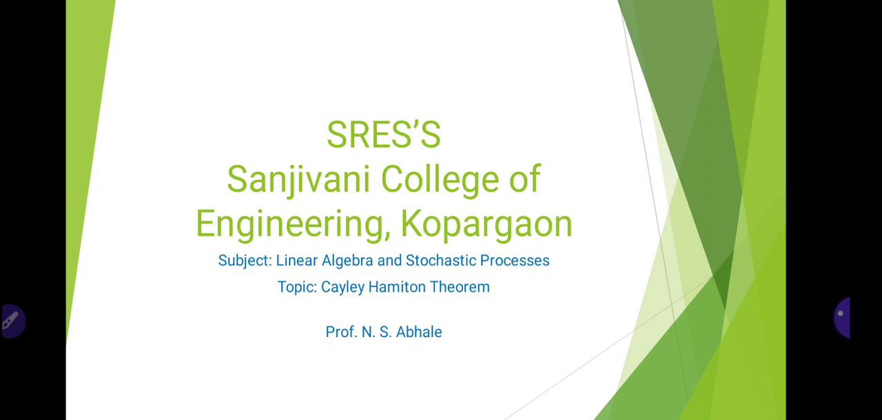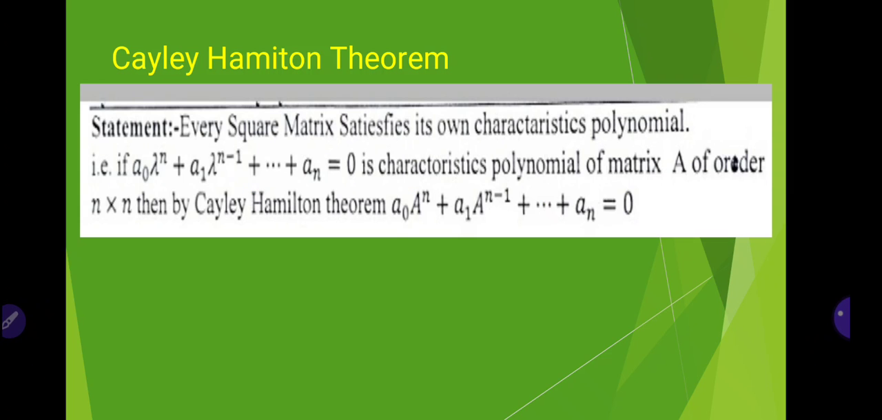Today we are going to learn the topic Cayley-Hamilton theorem in unit number 2. So let us start with the statement of Cayley-Hamilton theorem. Every square matrix satisfies its own characteristic polynomial. The statement is very easy. Every square matrix satisfies its own characteristic polynomial. That is the statement of Cayley-Hamilton theorem.